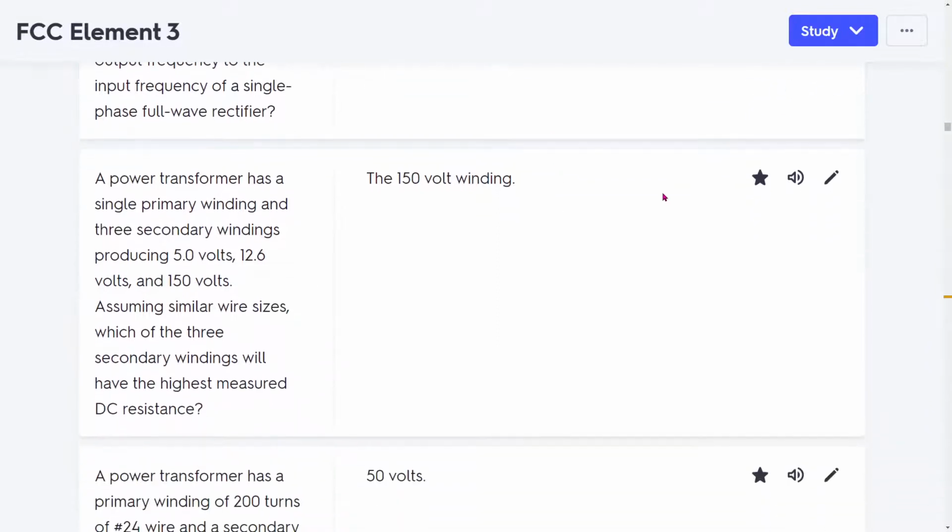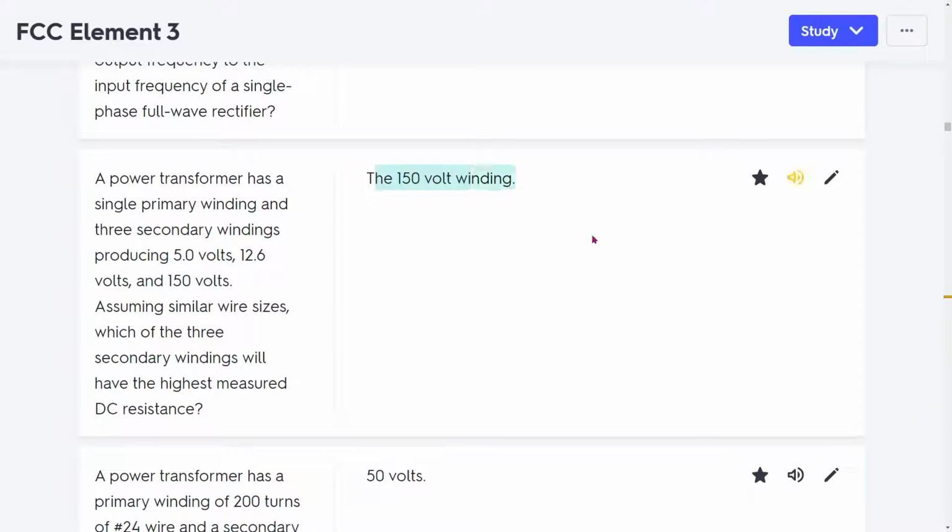2:1. A power transformer has a single primary winding and 3 secondary windings producing 5.0 volts, 12.6 volts, and 150 volts. Assuming similar wire sizes, which of the 3 secondary windings will have the highest measured DC resistance?